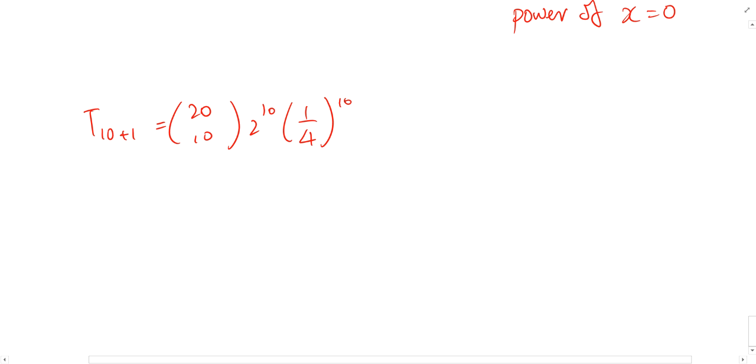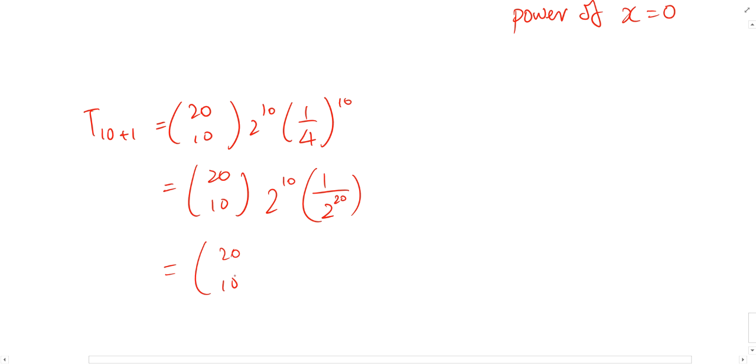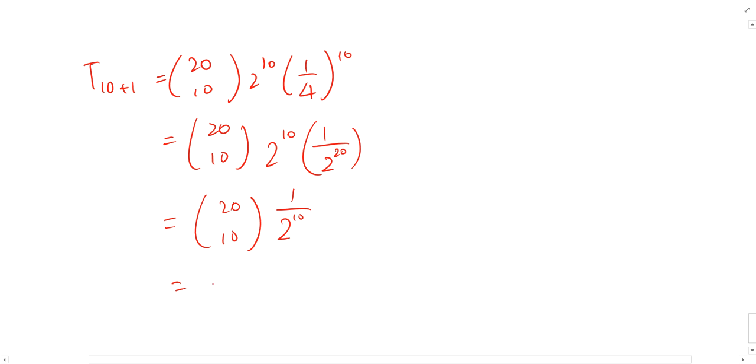Yes? Okay, we can simplify this. It becomes 2 power 10, 1 over 2 power 20, which is 20 choose 10, 2 to the power of negative 10, or 1 over 2 power 10. Then you use your calculator to evaluate. You will get 180, no, you leave it in improper fraction.